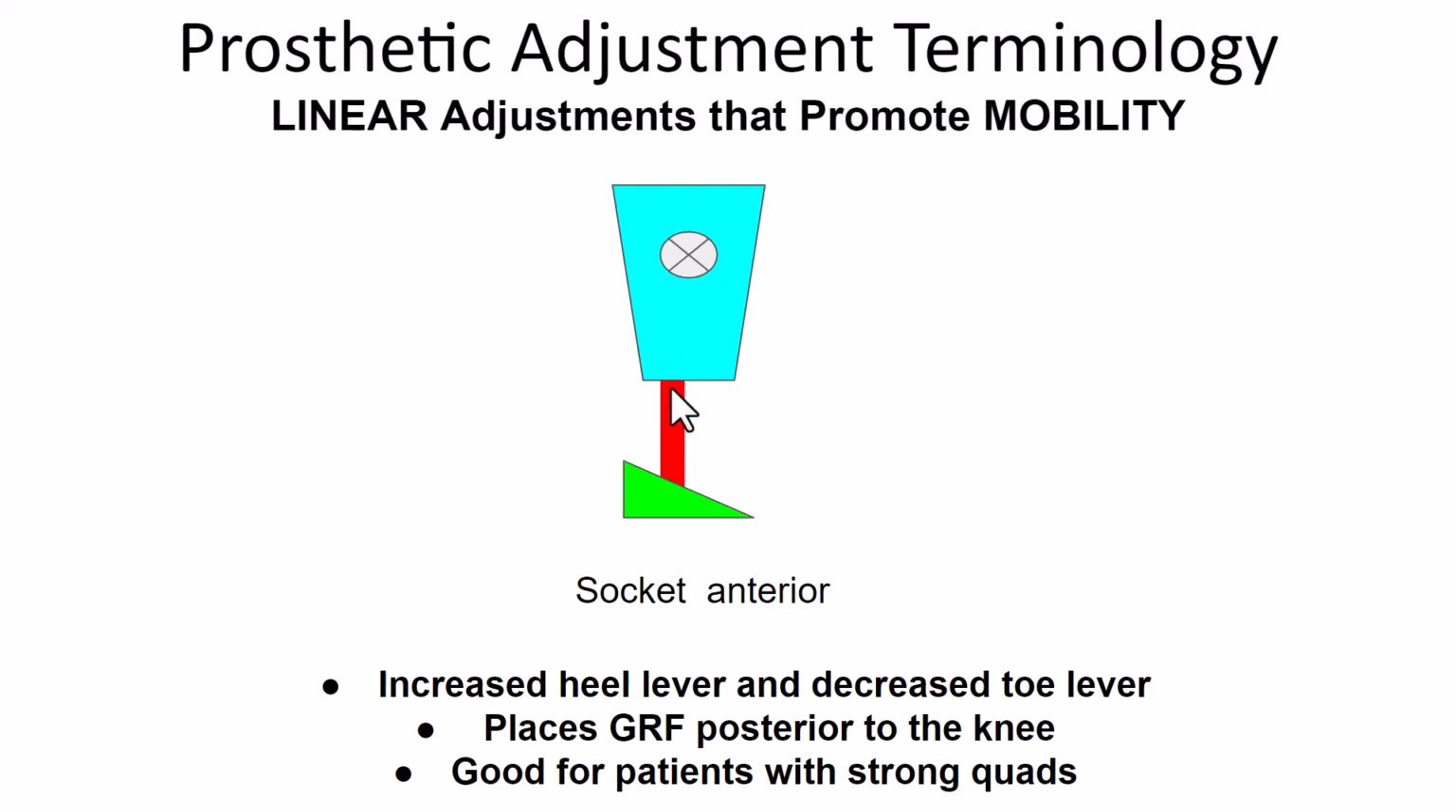Okay, this is going to result in an increased heel lever. So here your ground reaction force from your heel is a little bit longer, and a decreased toe lever. This places the ground reaction force coming up here posterior to the knee, promoting knee flexion, and it's going to be good for patients with strong quads.